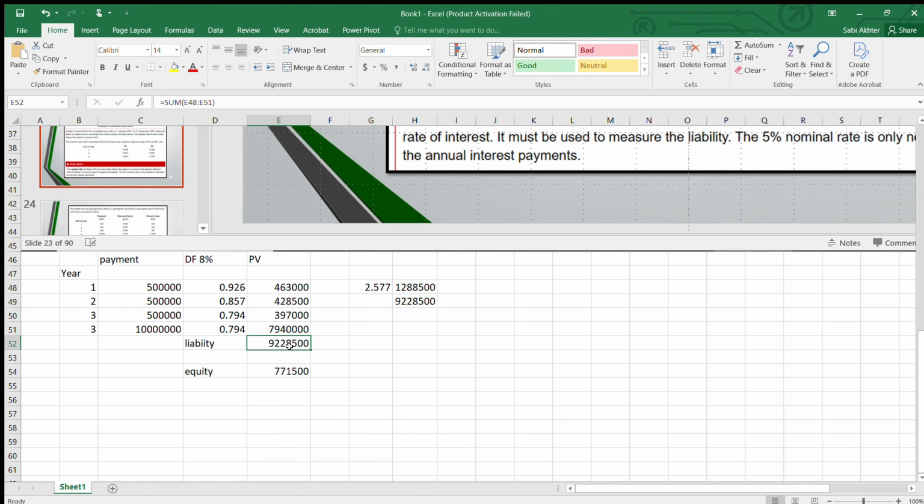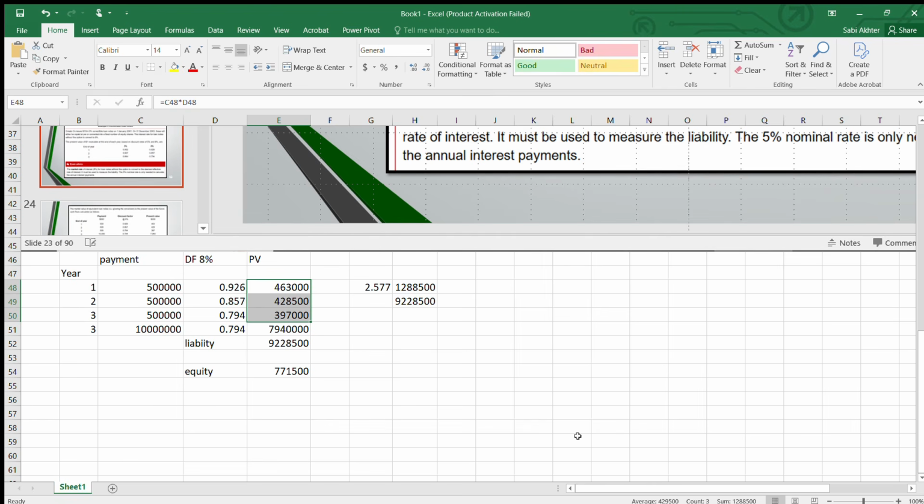So it is 771,500. But if you see the answers given in the book, it is given as 771,000. That's fine. They have rounded this figure and used a rounded figure. That's why. It doesn't matter as long as you understood the technique.